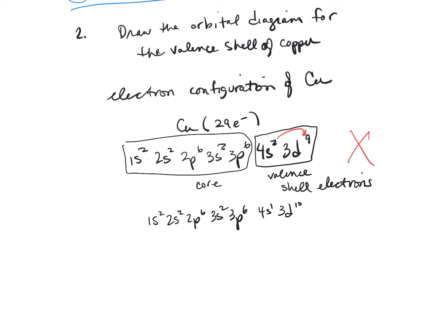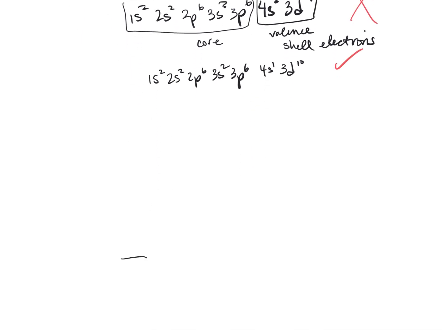All right, so that is the correct notation for the electron configuration. And it wanted the orbital diagram for it. So the orbital diagram is going to be 1s, 2s, 2p, 3s, 3p, 4s, 3d, and then it would be 4p on top of that, but we're not going to use that one.